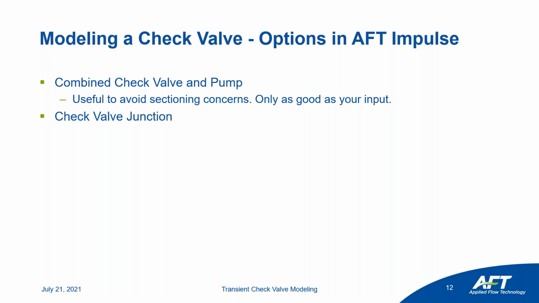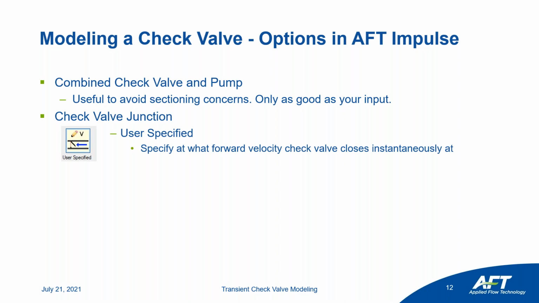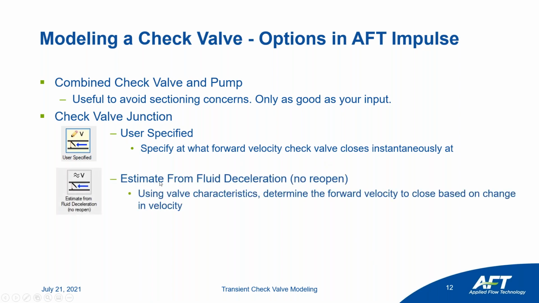You can also use the check valve junction, which introduces a bit more complexity and a few other ideas and concepts that you can use. The first option is user specified. This is doing the same thing as the combined check valve and pump, but now it's isolated as a junction. Here you're specifying that reverse velocity check, and then it also has the option to reopen. Here you can estimate from fluid deceleration without the opportunity to reopen, so you wouldn't be able to model a chattering check valve or a pump restart following a trip, but you can use things like the valve characteristics.